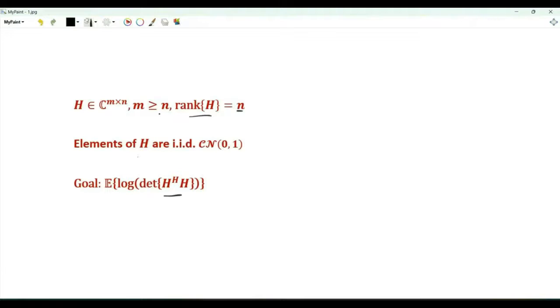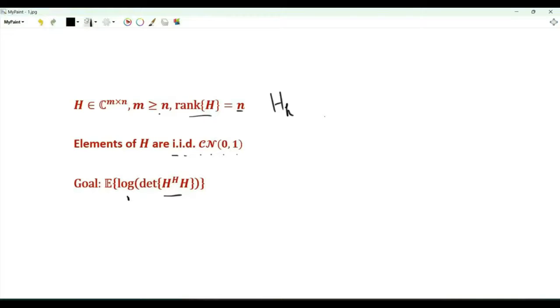H is a random matrix. The components of H are random variables. Specifically, they are independent and identically distributed, zero mean, unit variance, circularly symmetric Gaussian random variables. The objective here is to obtain the expected value of the natural logarithm of the determinant of H Hermitian H.